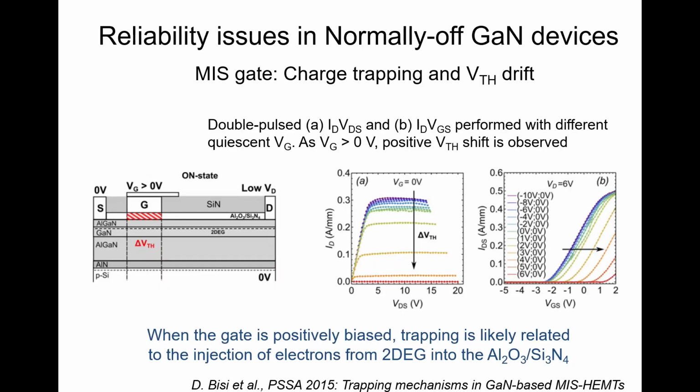And again, an example here of what you can get with a MISHEMT. In this case, it was an aluminum oxide, silicon nitride that has been used below the gate. And you see the effect of stressing the device here. The threshold voltage keeps shifting. So there's a significant shift of threshold voltage due to injection of electrons from the channel to the gate dielectrics here. And again, I'm not aware that anybody has solved that so far, let's say, especially up to the industry requirement levels.